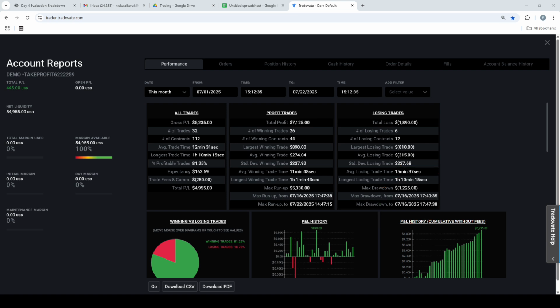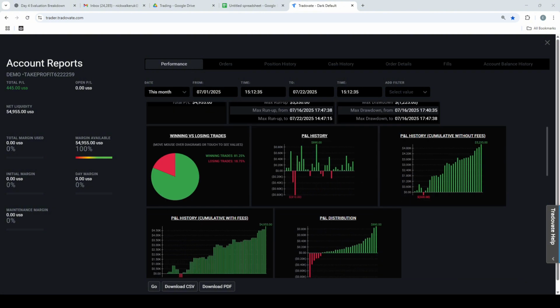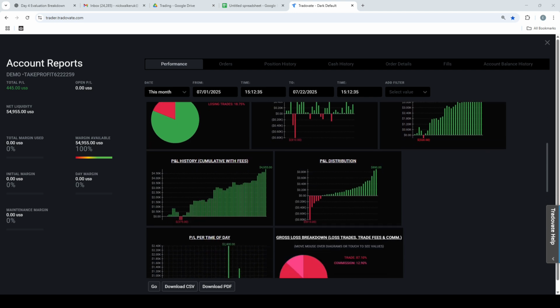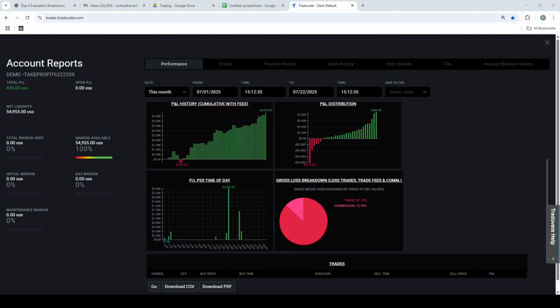Over 81% of trades landed in the win column and a positive P&L trajectory shown in both daily and cumulative graphs. Overall, these 5 days of trading results demonstrate consistent execution, strong risk management, and profitability, marking a successful phase in our Take Profit evaluation.